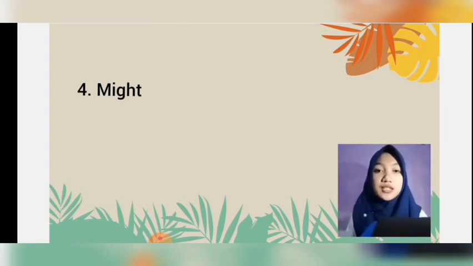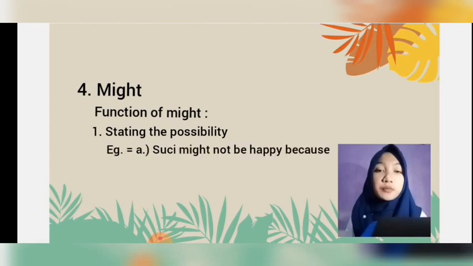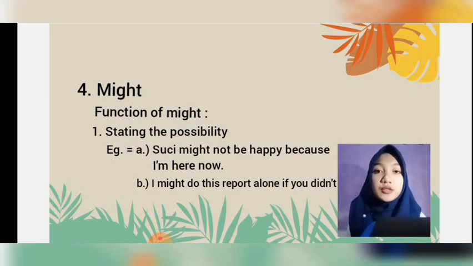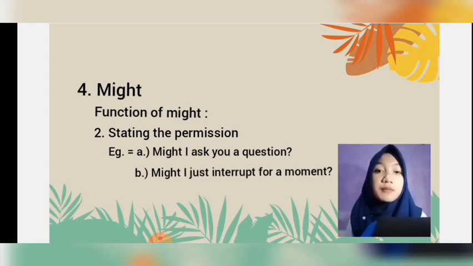The first function is stating the possibility. For examples, Suchi might not be happy because I'm here now. I might do this report alone if you didn't come. And the second function is stating the permission. For examples, might I ask you a question? And another example, might I just interrupt for a moment?